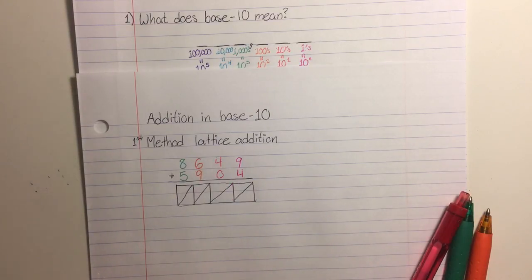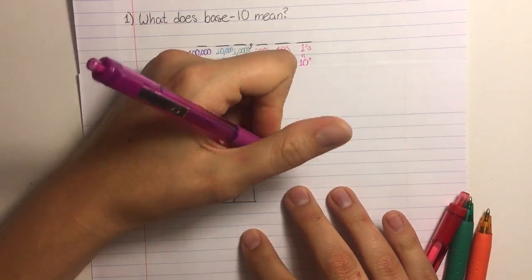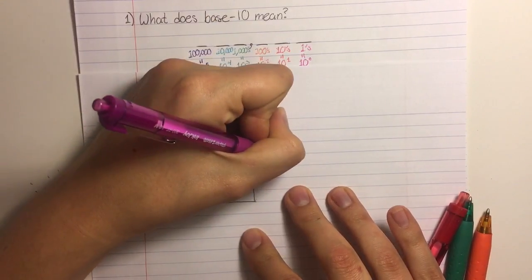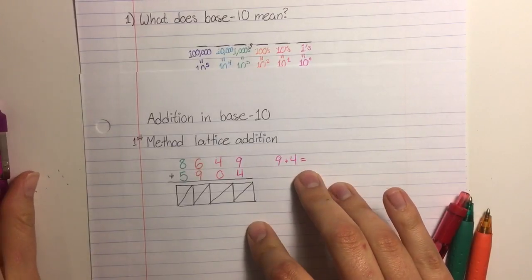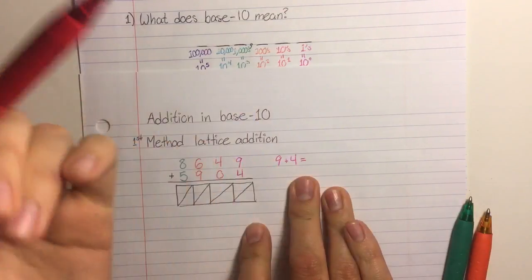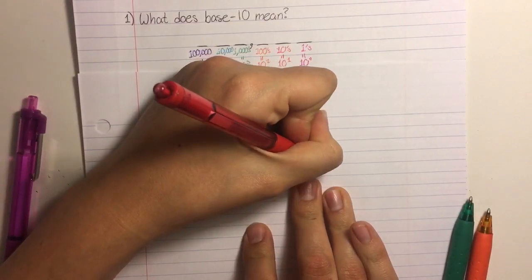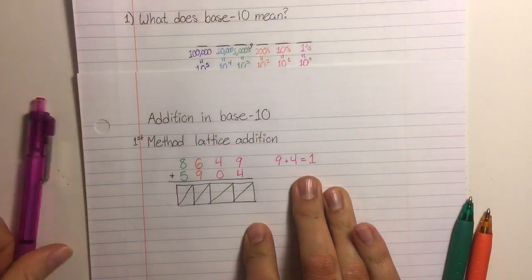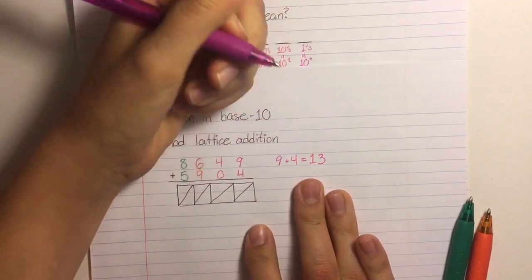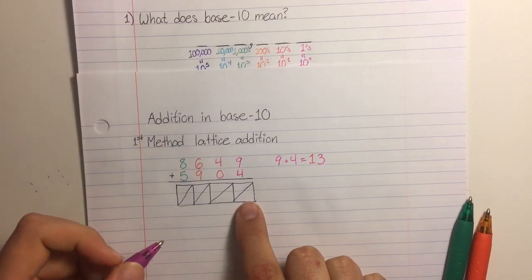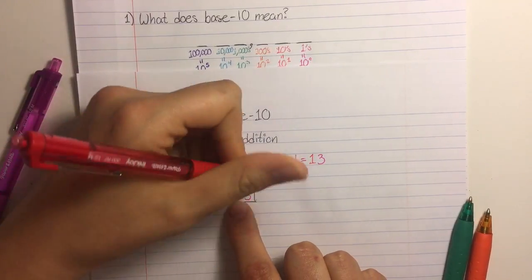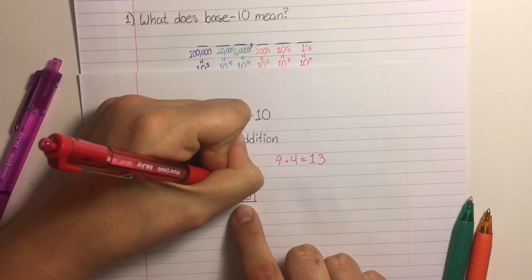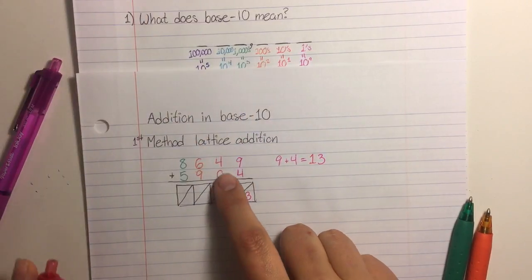So we have 9 plus 4. 9 plus 4 equals what? It equals 13. So 13 has a 1 in the tens place, and then a 3 in the ones place. Here our bottom is going to be the ones place, so we're going to put a 3 here, and then the top is going to be the tens place. Sweet.